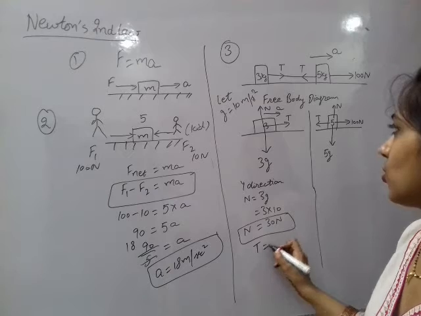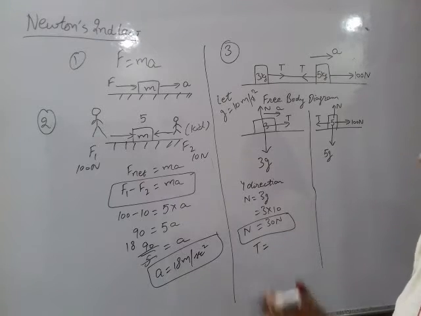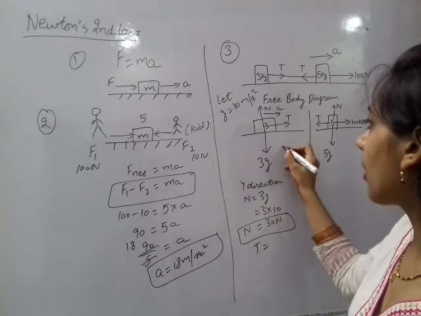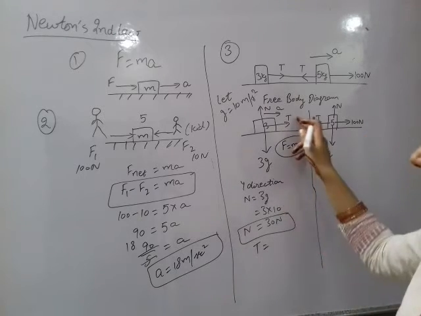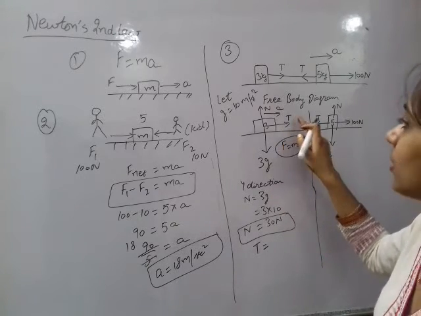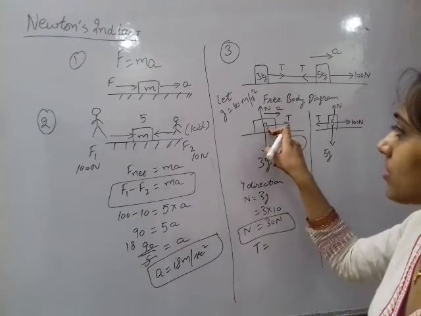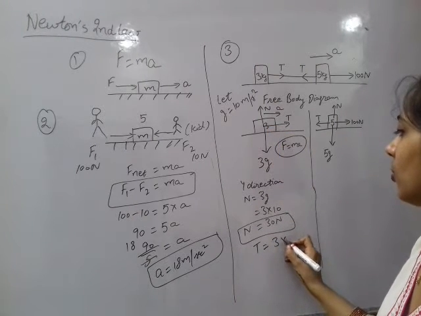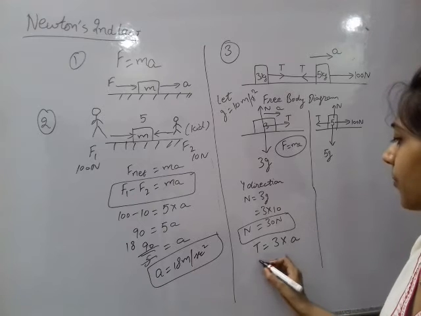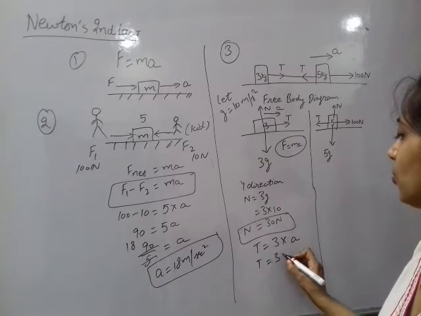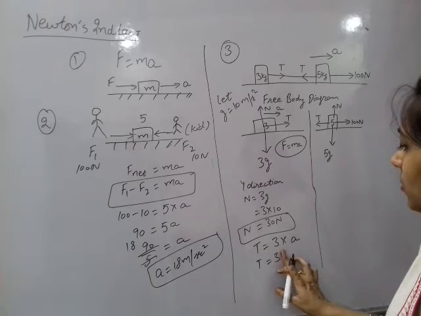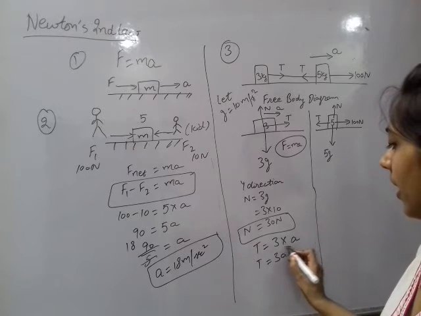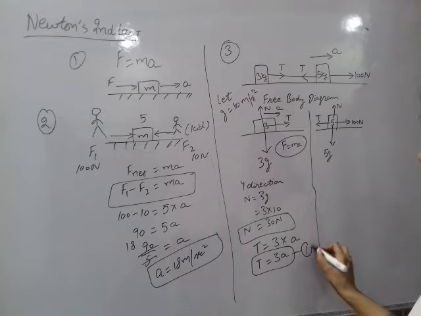T is equal to... for this we have to write F is equal to ma. Here the force applied is tension due to the string, so T is equal to mass, which is 3 kg, into acceleration a, or T is equal to 3a. This is our first equation.